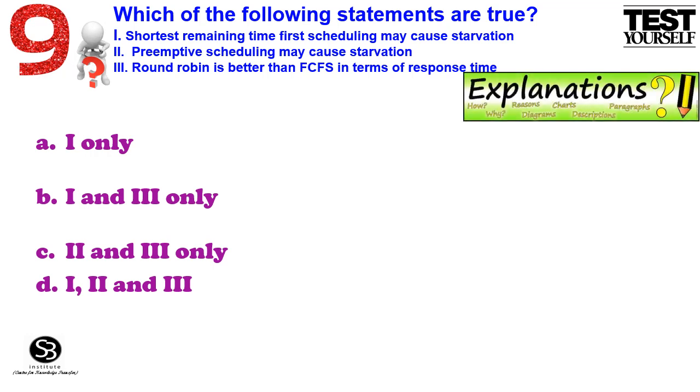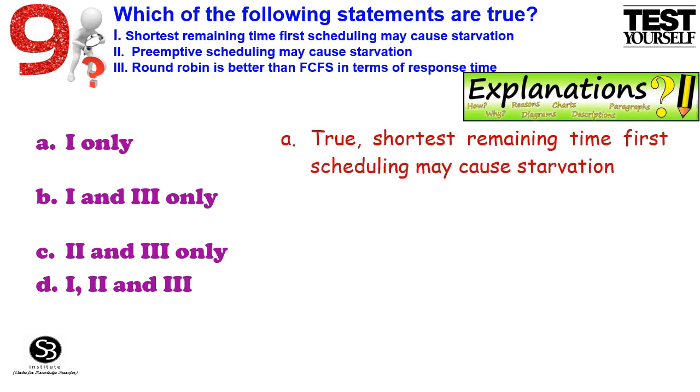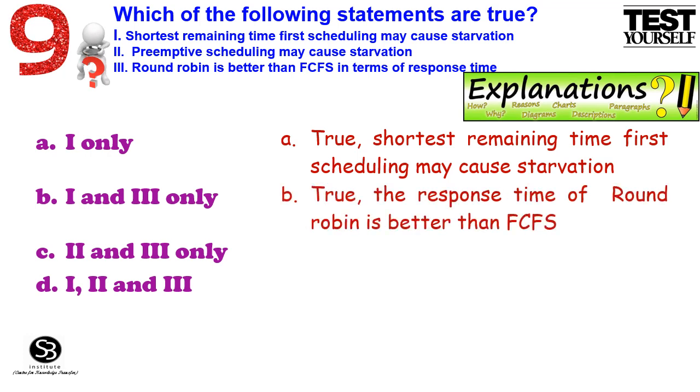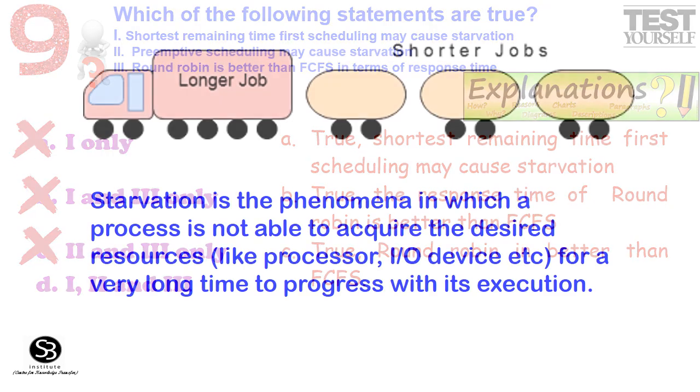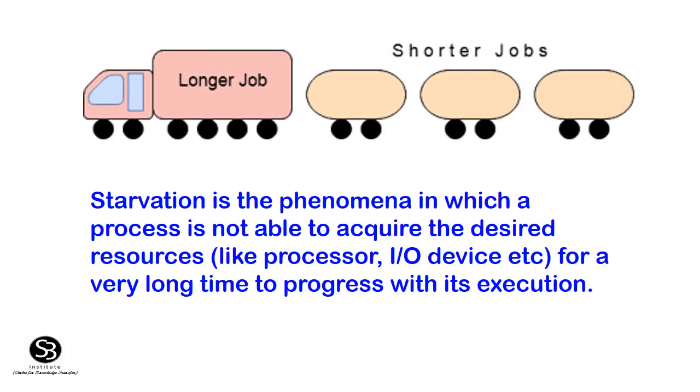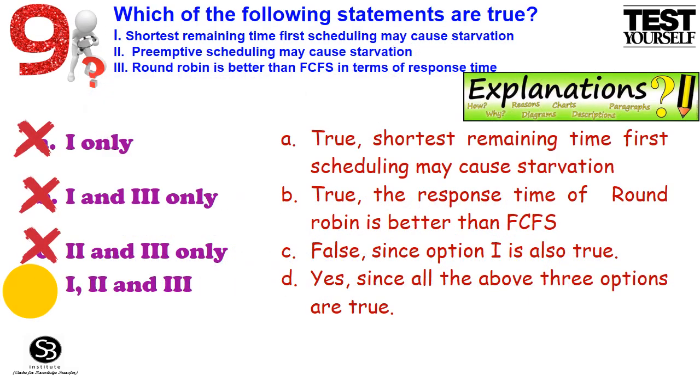Here are the explanations. Option A, 1 only. True. Shortest remaining time for scheduling may cause starvation. Option B, 1 and 3 only. True. The response time of round robin is better than first come first serve. Option C, 2 and 3 only. True. Since option 1 is true. Option D, 1, 2 and 3. Yes, since all the above 3 options are true. Hence, option D, 1, 2 and 3 is a suitable answer.